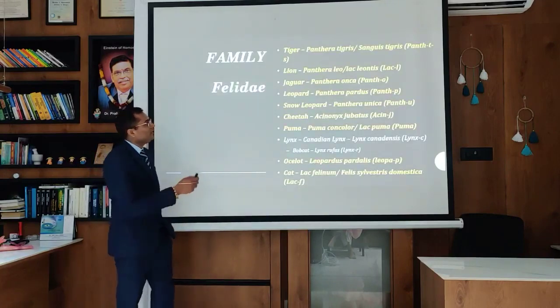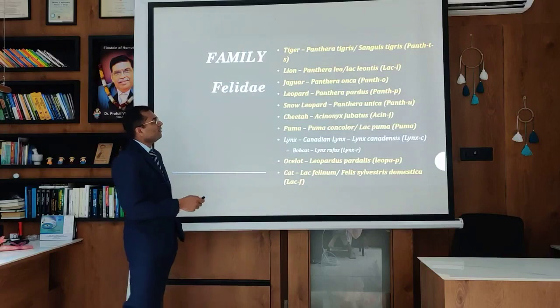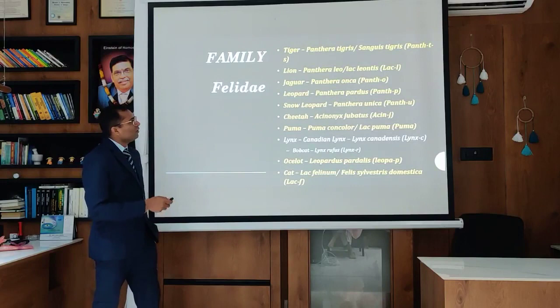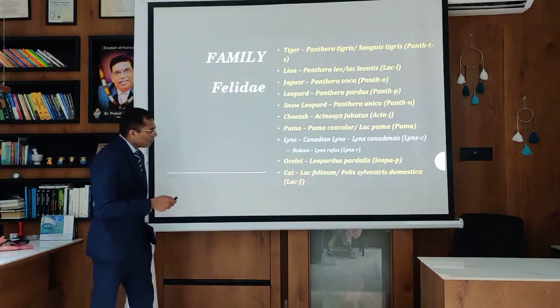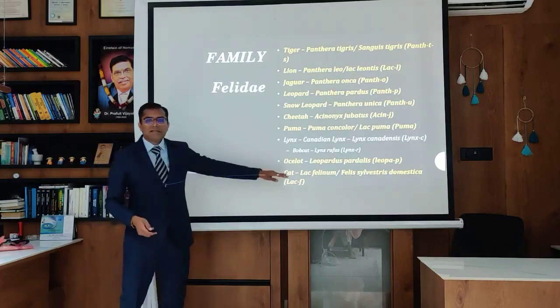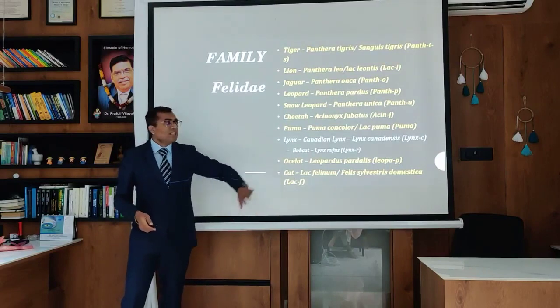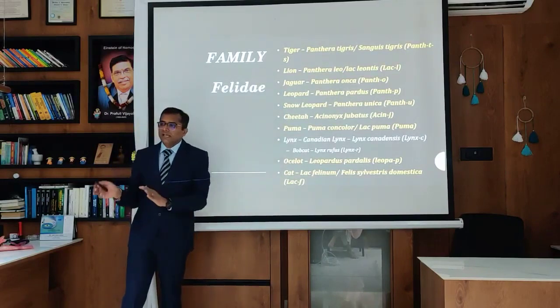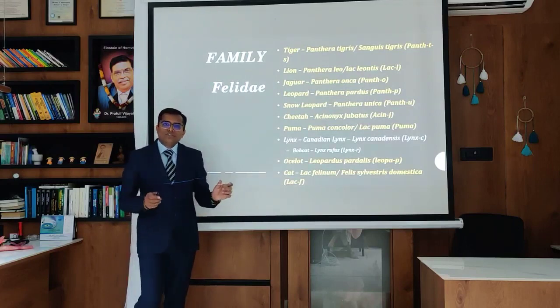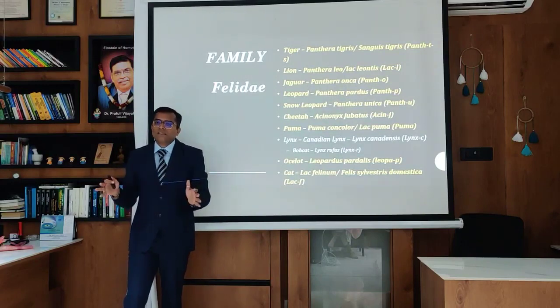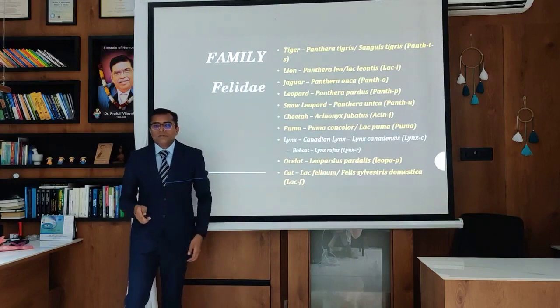So we have the Felidae family remedies: tiger, Panthera tigris, lion, lac leoninum, jaguar, Panthera onca, leopard, Panthera pardus, cheetah, puma, ocelot, cat. And the cat remedy is called lac felinum. We have to remember this because these are remedies which are less proven and are at the research level right now. So we have fewer cases, and we have to understand these remedies in a much deeper sense. Okay.